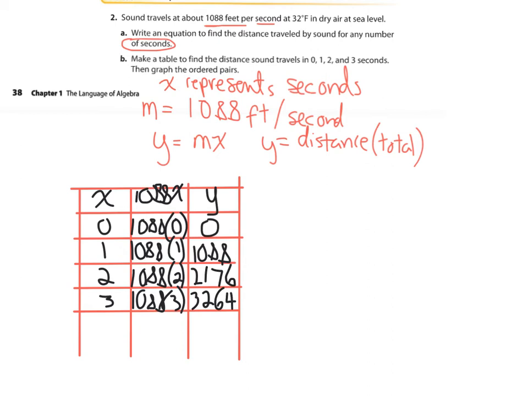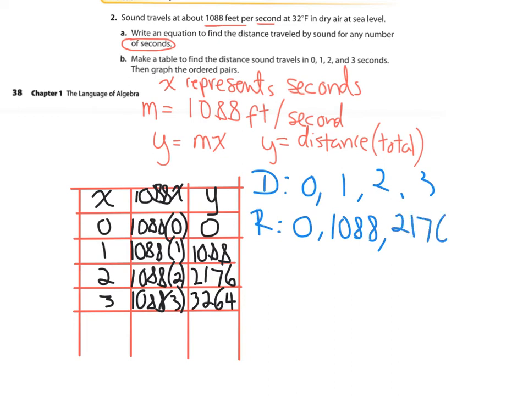So remember, I have my range and my domain. So in my domain, which is my x values, I have 0, 1, 2, and 3. And for my range, which is my output, my y value, I also have 0. So when x is 0, my range will be 0. When x is 1, my output will be 1,088. When x is 2, it'll be 2,176. And when x is 3, my y will be 3,264.